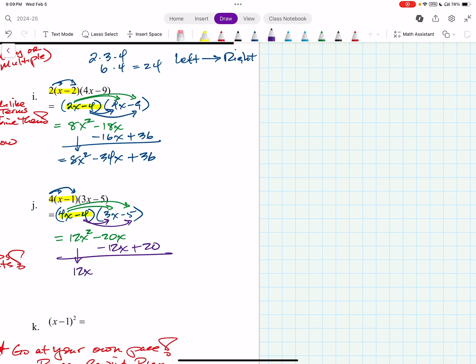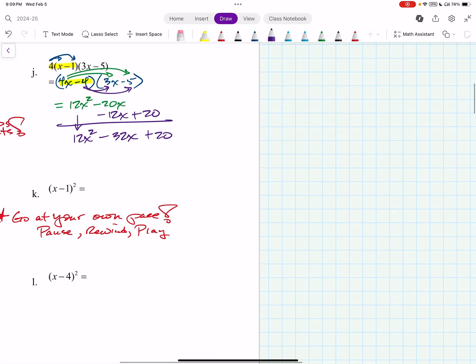So we have 12x squared first. A minus 20x and a minus 12x, well, you're subtracting 32 in all. So minus 32x here, and then plus the constant. And that is how it's done, my friends.